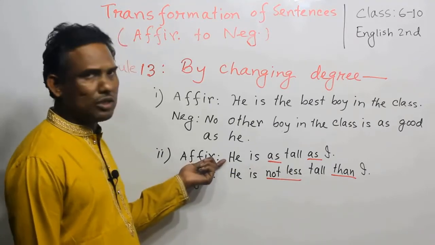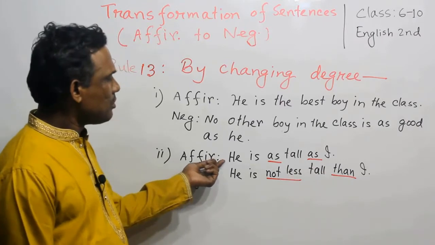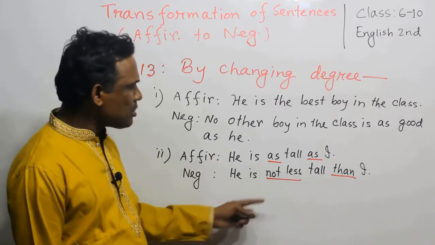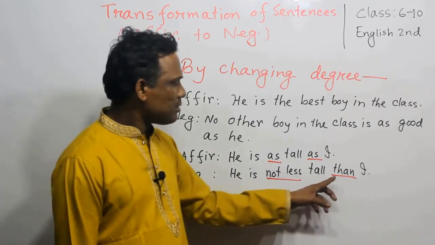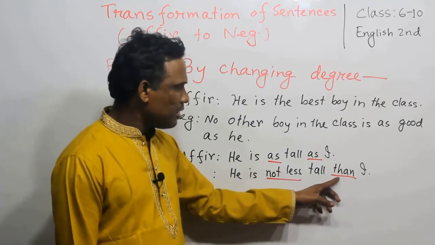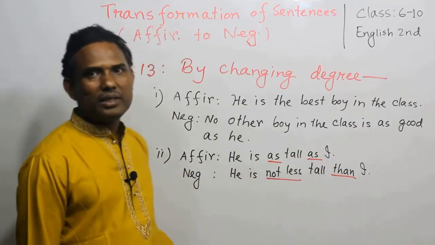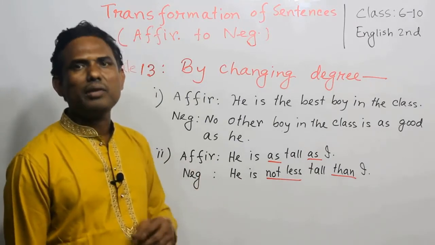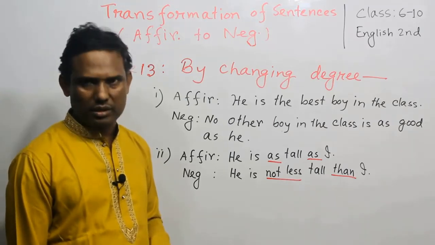This sentence does not begin with very few or no other. So in this case, you can use not less in place of as, and you can use than in place of as. Okay, this rule will be more clear to you in my next video where I will discuss degree.